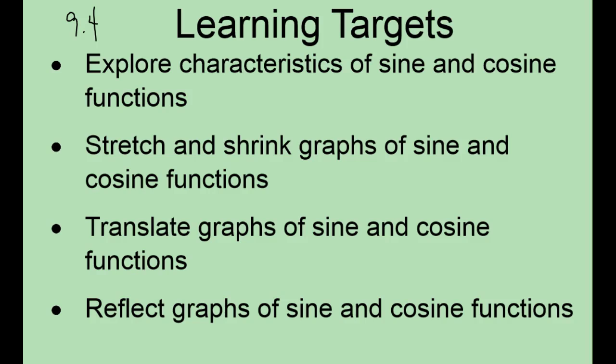So let's look back at our learning targets. First, we looked at some characteristics of the sine and cosine functions. Then we did all of our different transformations. We stretched and shrunk, right, using our a and b. Then we used our translations, which were our h and k, and we reflected these graphs. So now that we've looked through all of these learning targets, go ahead and work on your homework for 9.4.